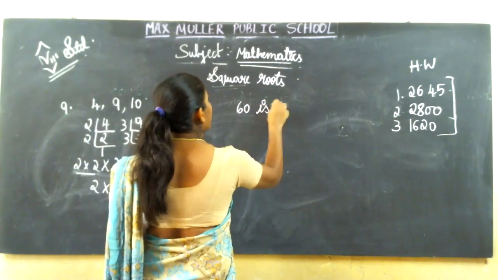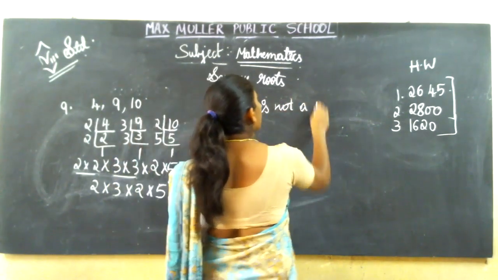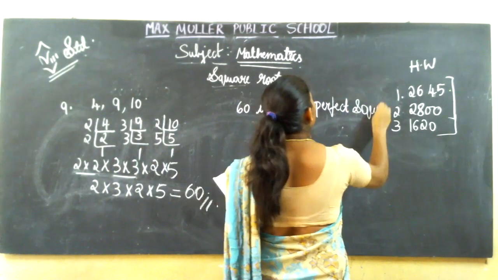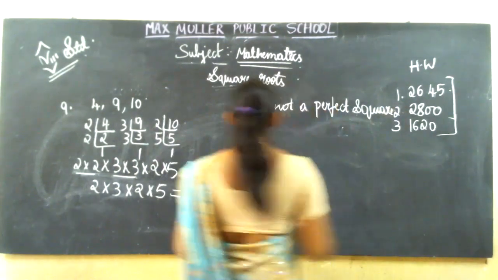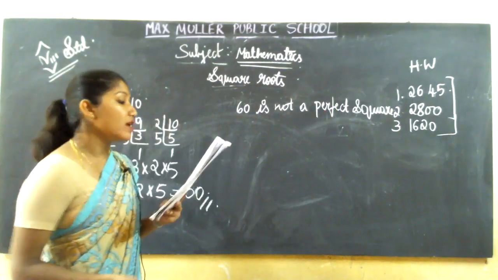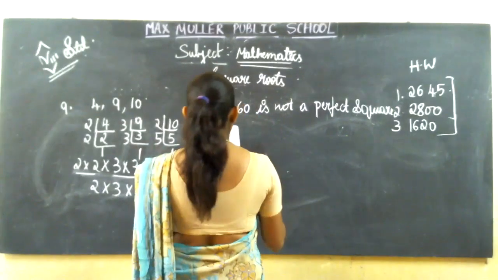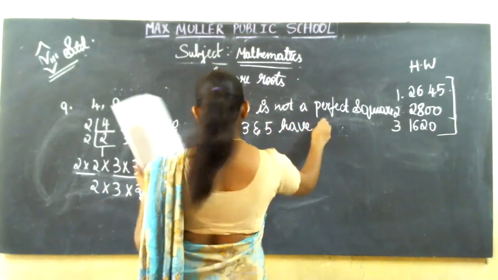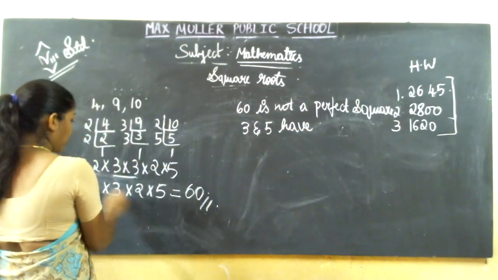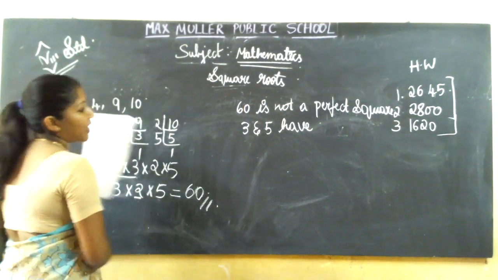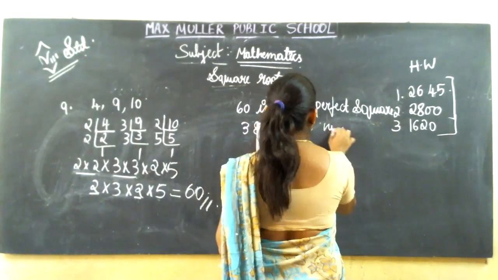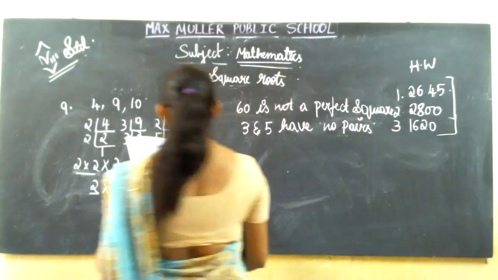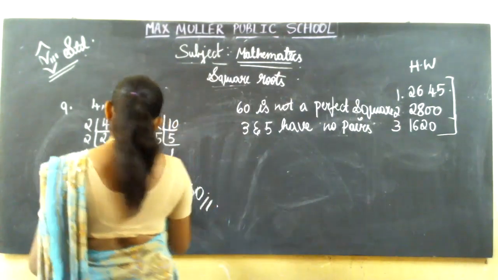You will get 60. So you can write it like this. 60 is not a perfect square. How you can make out? By seeing the number. It does not have an even number of zeros in the units place. It has a single 0 there. And 3 and 5 have no pairs. Is it not here? 3 and 5. See 2, 2, they have a pair. But here 3 and 5 have no pairs.